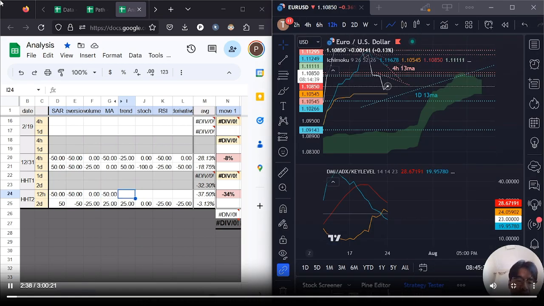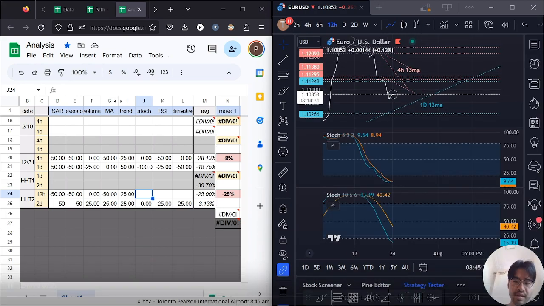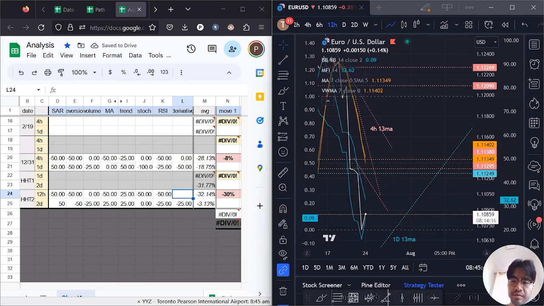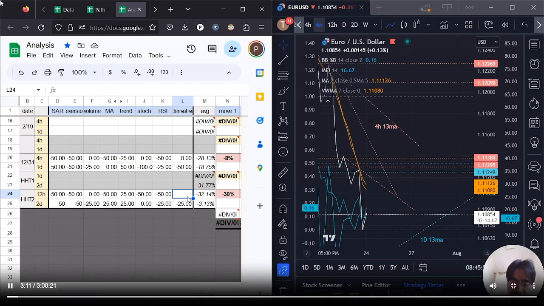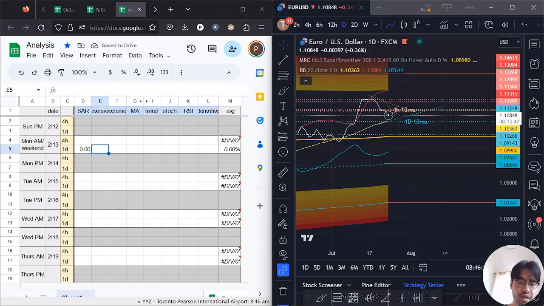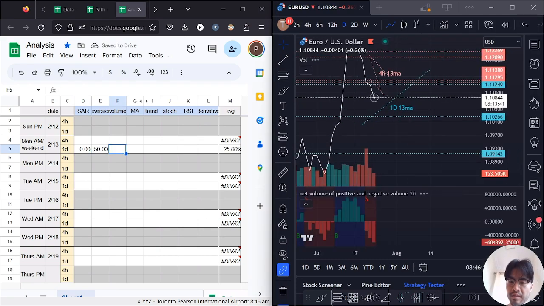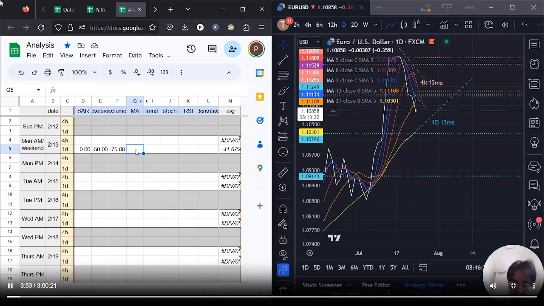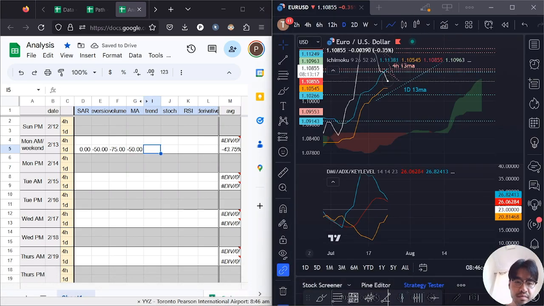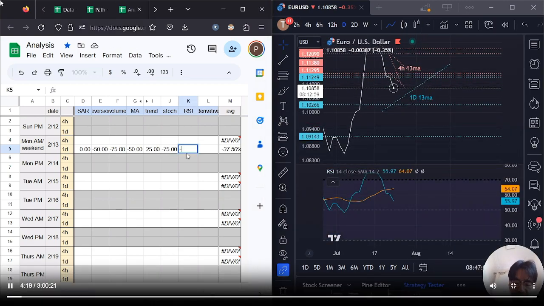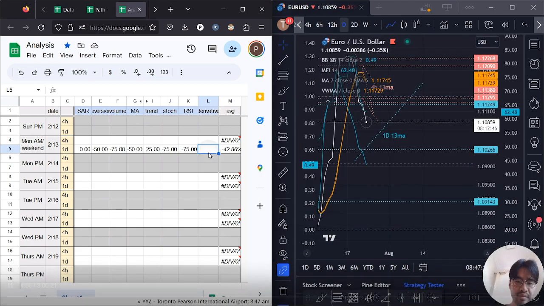I'm gonna give it a 5. Stochastics give it a negative 50. RSI also give it a negative 50. Derivative, give it a negative 50. One day: stochastics give it a 0. Reversion give it a negative 50. Volume give it a negative 75. FD give it a negative 50 or so. And to give it a 25 here. Stochastics give it a negative 75. RSI give it a negative 25 as well. Bit of 50, I would think.